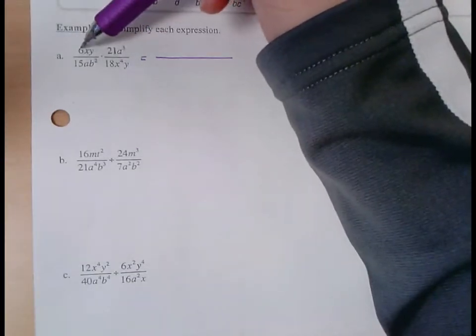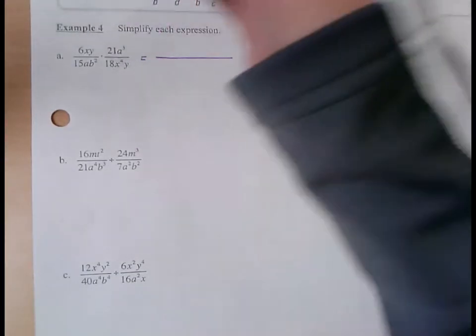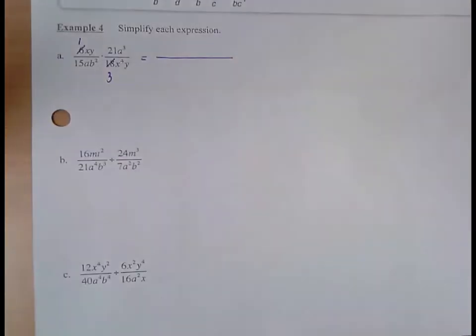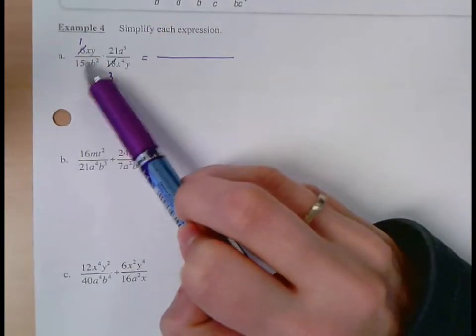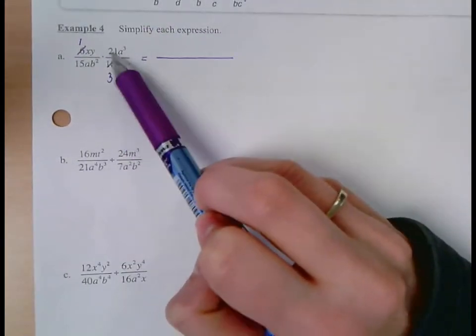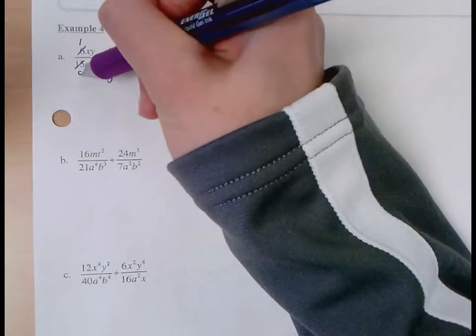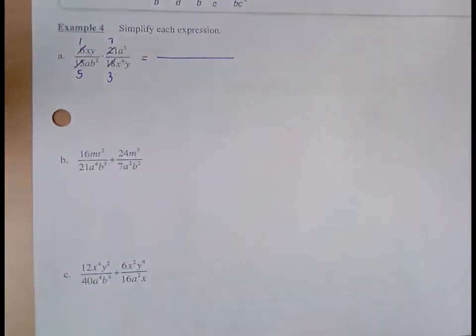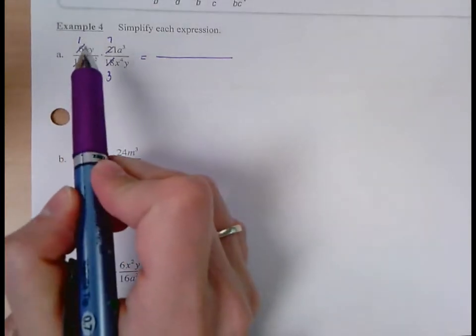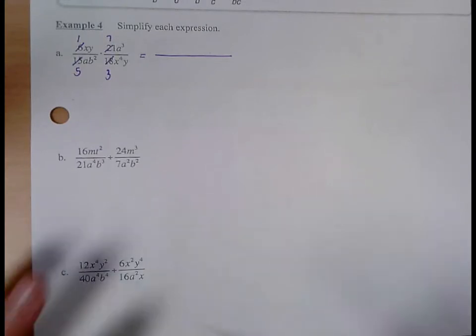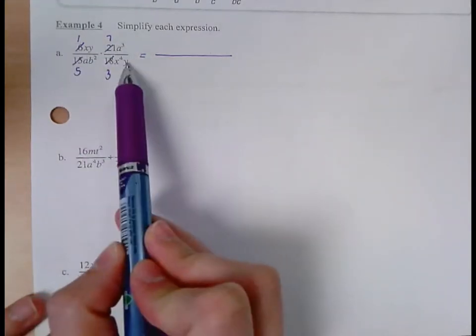So 6 and 18, I could divide those both by 6. So I'm going to rewrite the 6 as a 1, the 18 as a 3. And then the 15 and the 21, I can divide those both by 3. So the 15 becomes a 5, the 21 becomes a 7. So then at least your coefficients are simplified. I could do that same thing with the variables, but then sometimes it gets messy. So then usually from here what I'll do is I'll multiply across the top and the bottom.